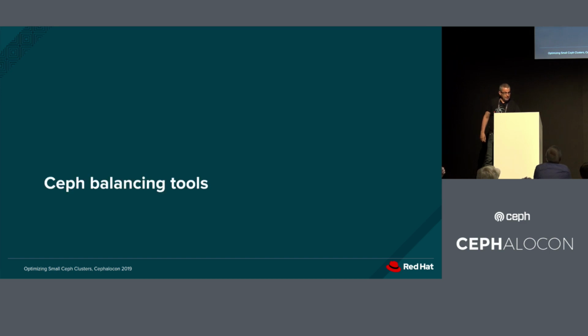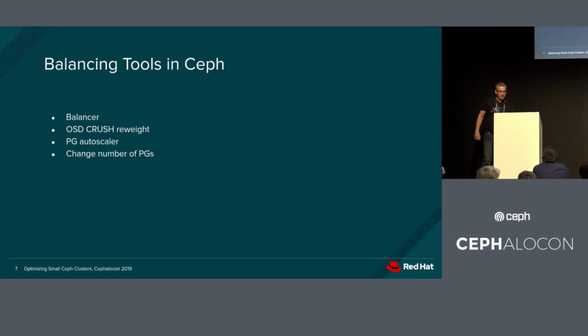So what balancing tools do we have in Ceph? We have several tools. Some of them are new to Nautilus, some of them are older. We have the Balancer, which actually does quite a good job, but it's not available on all the older versions. We have the older mechanism of OSD crush reweight, which is more manual. Again, it can work on a smaller cluster, but it's challenging to work on larger clusters.